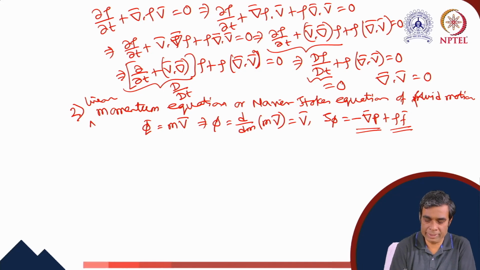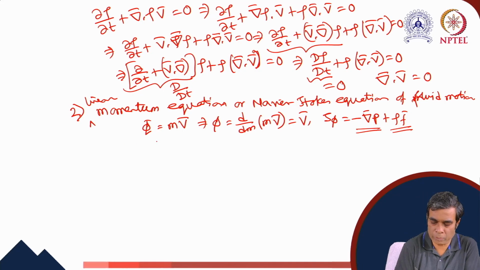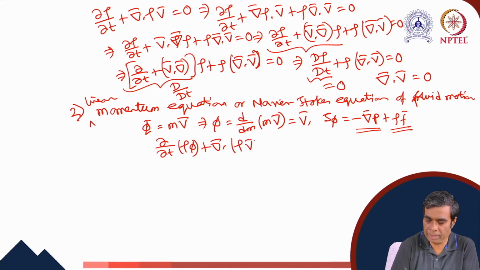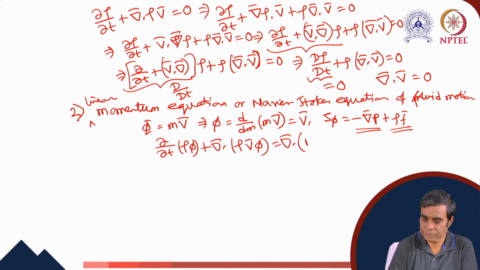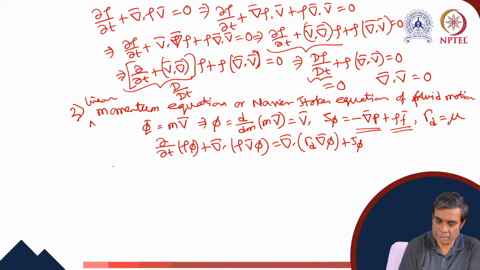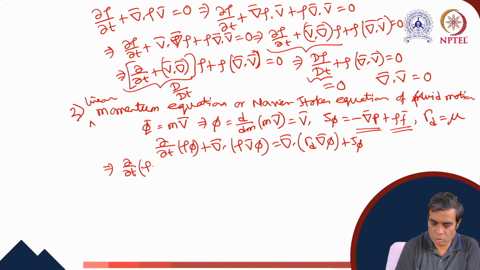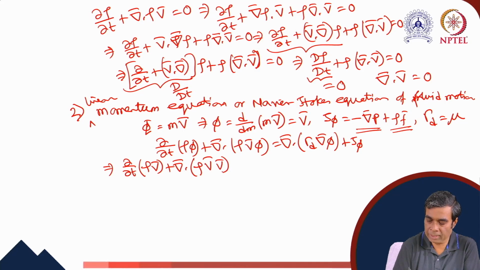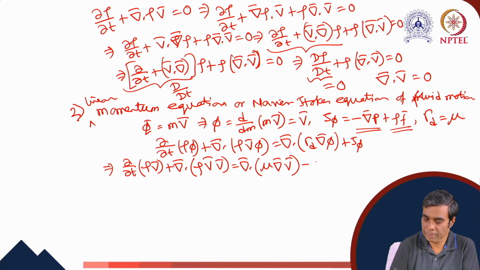So if we substitute these quantities in the generic basic transport equation, our basic transport equation was ∂/∂t of rho phi plus divergence of rho v bar phi equals divergence of gamma grad phi plus S phi. We consider the diffusion coefficient as the dynamic viscosity. So here if we substitute, we get ∂/∂t of rho v bar plus divergence of rho v bar v bar equals divergence of mu into gradient of v bar minus gradient of pressure plus rho f bar.